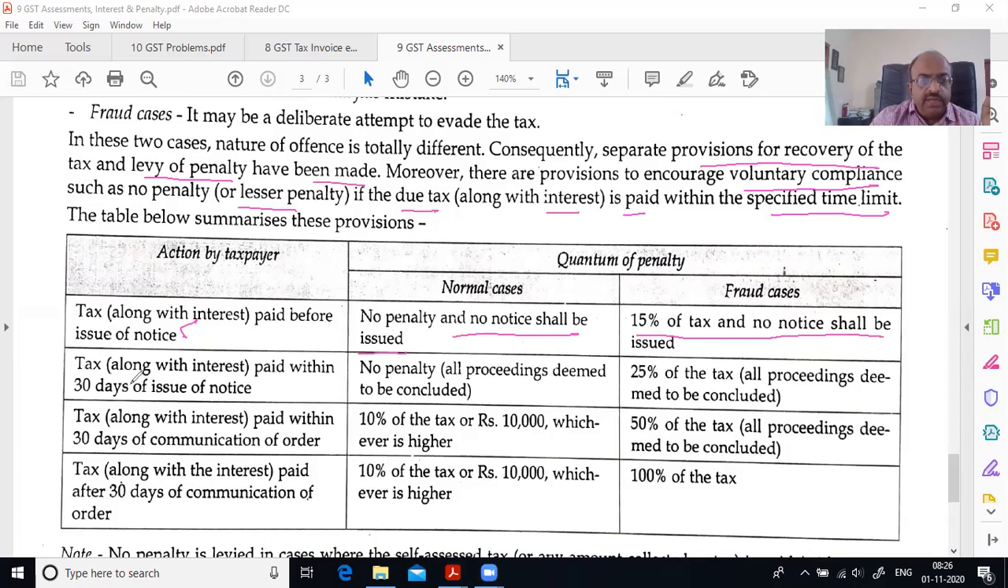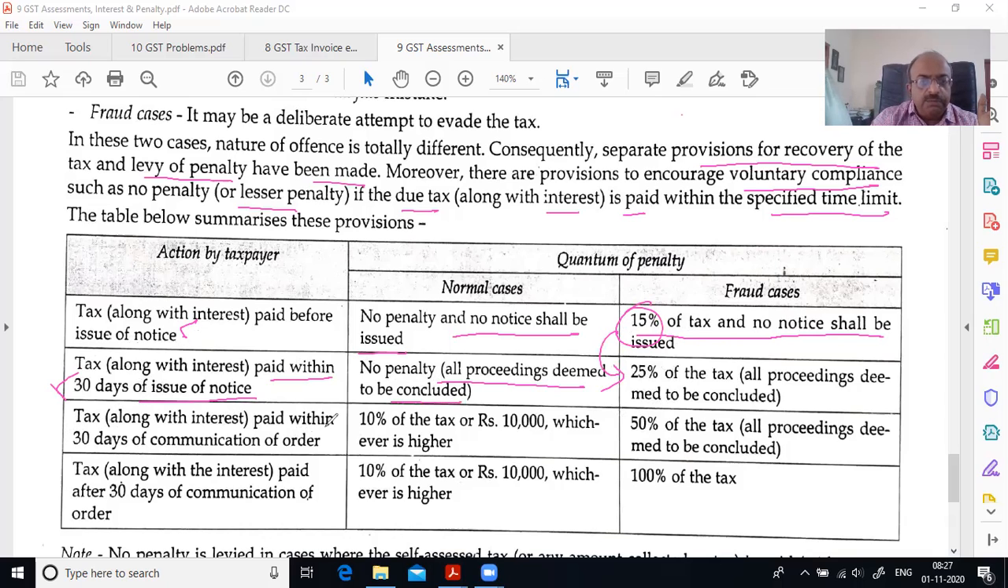Now, tax along with interest paid within 30 days from the issue of notice. Again, try to understand. Here, no notice. Here, notice has been issued, but within 30 days, you are settling it. No penalty, all proceedings deemed to be concluded. Here, for fraud, from 15%, it has increased to 25%. But again, at least he can be safe. He doesn't have to have problem.